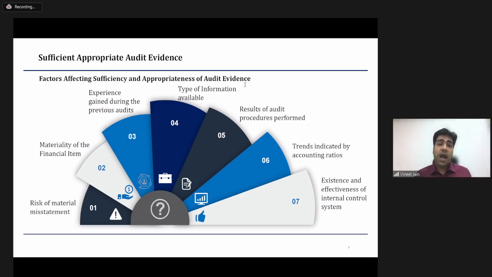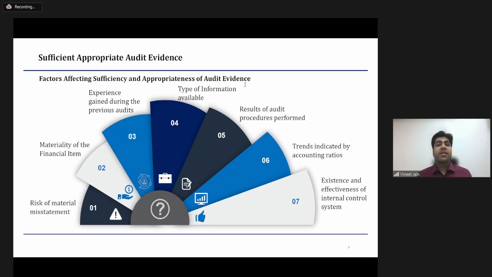Higher the risk, higher sufficient and appropriate audit evidence is required. Lower the risk or moderate risk, then accordingly we can lower the sufficiency level or appropriateness level of the audit evidence. So risk of material misstatement, which we assess during the planning stage of an audit, is an important part and helps us to assess what sufficiency and appropriateness level of audit evidence is required, and they both are directly related to each other.